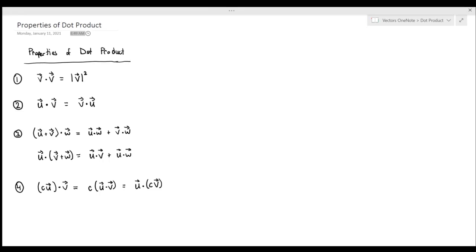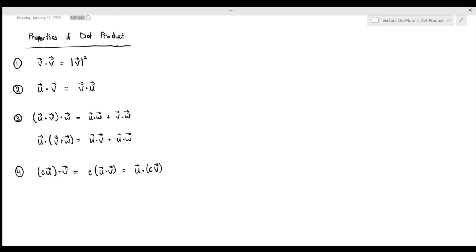Here are some other properties. Here the dot product is symmetric or maybe commutative, if you will. So u dot v will be the same as v dot u. The dot product satisfies this sort of distributive rule. So u plus v dot w, you can distribute the w into the parentheses. So it's the same as u dot w, and then plus v dot w. And then likewise here you distribute the u to get u dot v, and then plus u dot w.